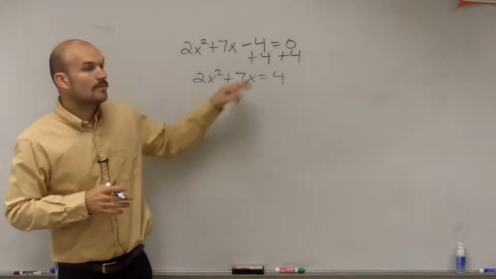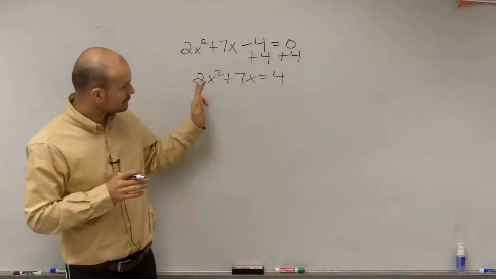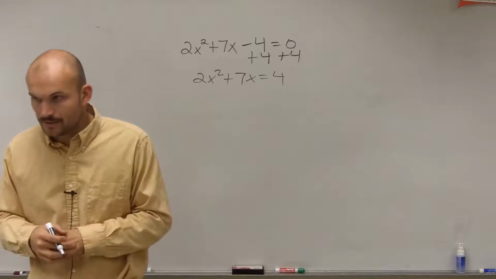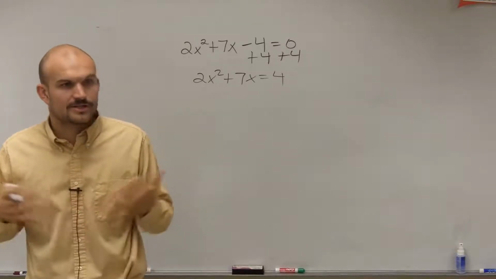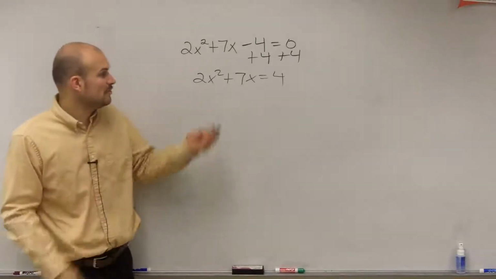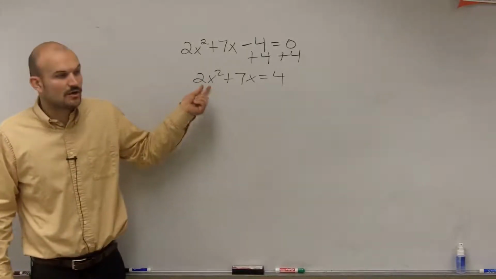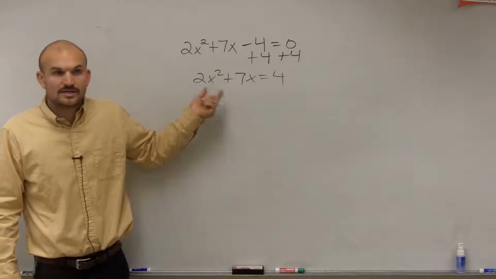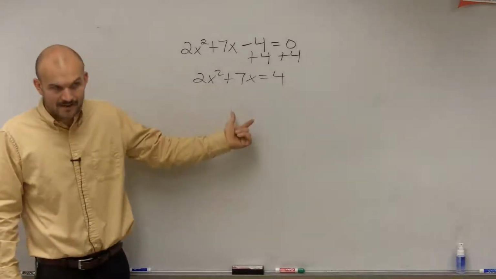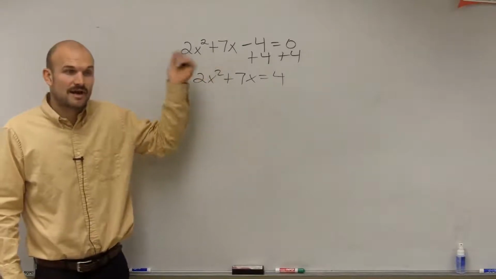Okay? So now what I look at here is, remember, when completing the square, we have to create a perfect square trinomial. That's why we complete the square, to create that perfect square trinomial. However, we cannot create a perfect square trinomial when the coefficient of our quadratic term is not 1. So I'm going to have to divide by 2. I'm going to have to factor out a 2.